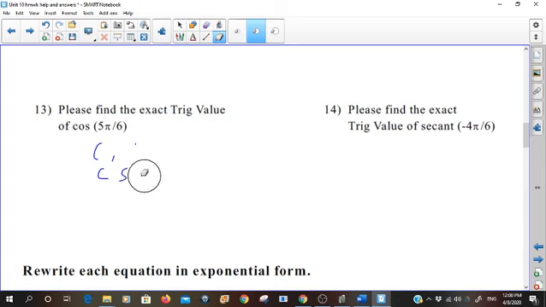And again, these won't be on Canvas. This is just review for your own knowledge and benefit.